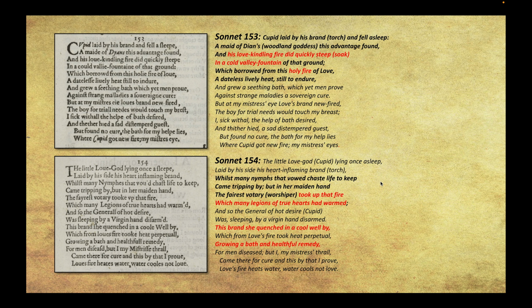And Cupid is, of course, someone that shoots an arrow. Whilst many nymphs that vowed chaste life to keep came tripping by, but in a maiden hand, that fairest votary took up that fire, which many legions of true hearts had warmed, and so the general of hot desire, Cupid, was sleeping by a virgin hand disarmed. This brand she quenched in a cool well by. So we have the same theme here, that Diana drowned something in water.